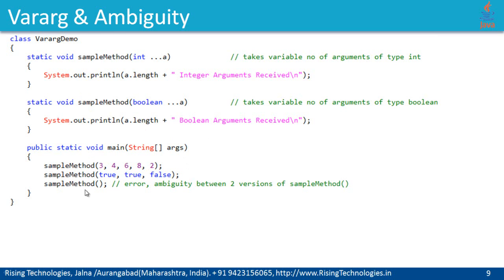But what about this? If I call the sample method without passing any argument, the compiler will get confused about which method is to be called, because this method can be called without any argument, and even this method can also be called without an argument. So the compiler is not going to compile this program. It will generate an error: ambiguity between two versions of sample method.